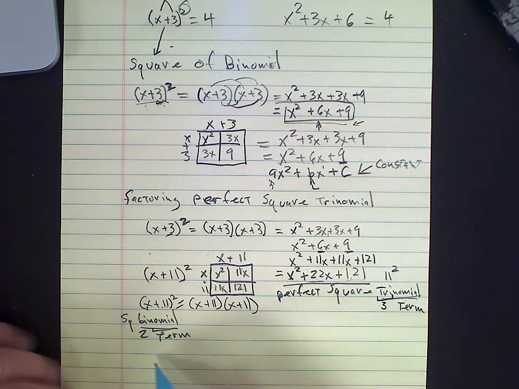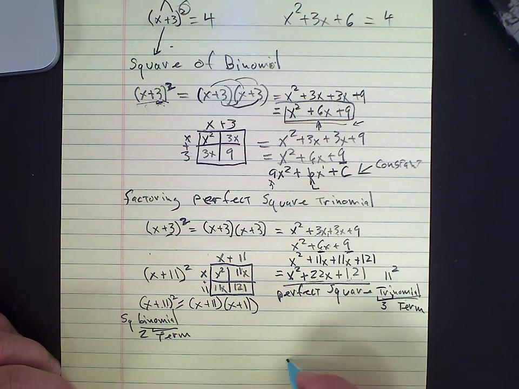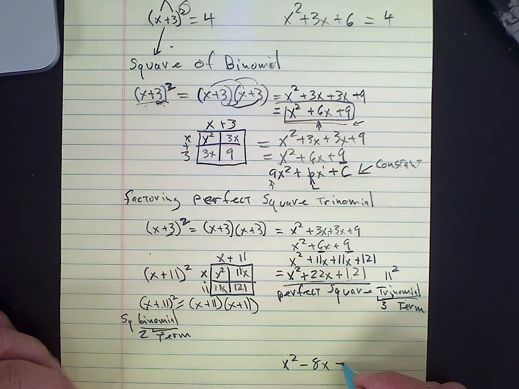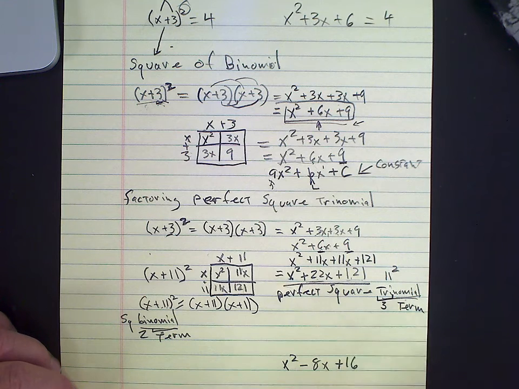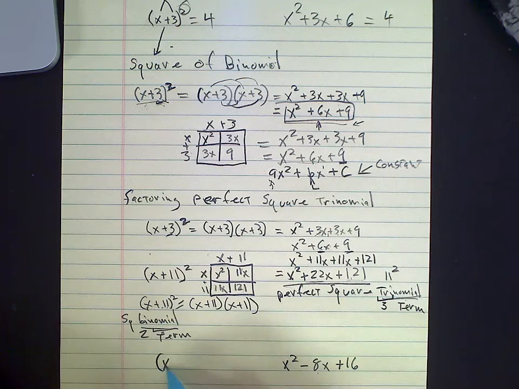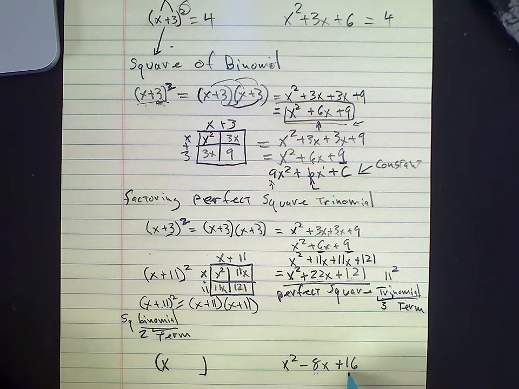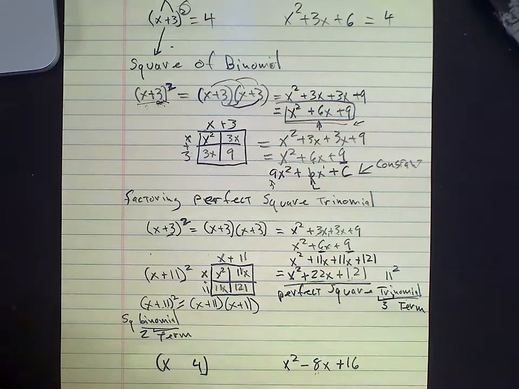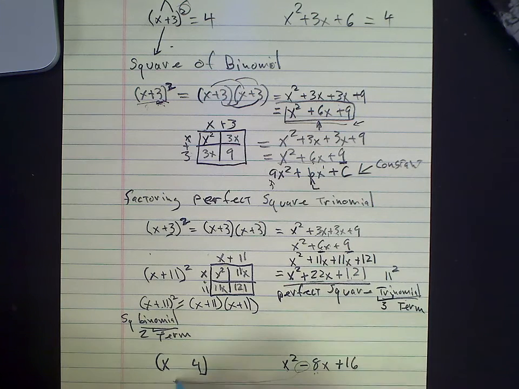And you can use those patterns. So for example, if you get this one, x squared minus 8x plus 16, then you might say, well, half of 8 is 4. So my x's match. Half of 8 is 4, and 4 squared is 16, so there's going to be a 4 right there. And then this sign is always going to go right there. And that is that.